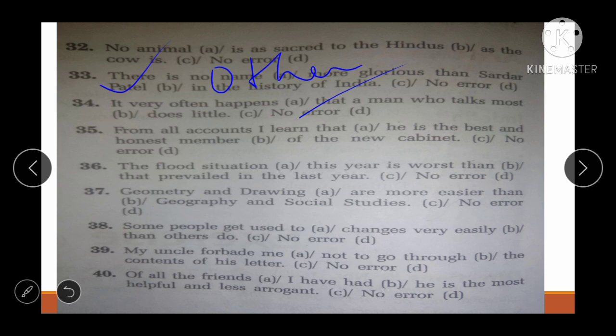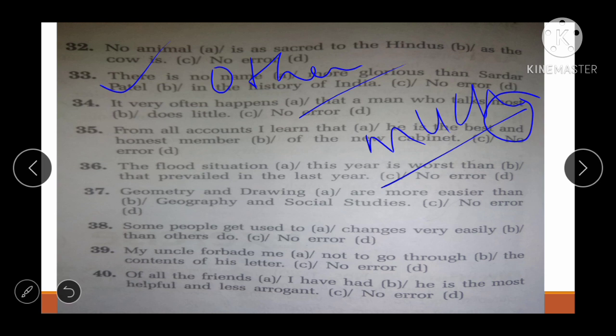Next one is: It very often happens that a man who talks most does little. No error. See friend, here you have to replace most by much. Okay, you have to replace most by much. It very often happens that a man who talks much. All right. So the error is in the C part.